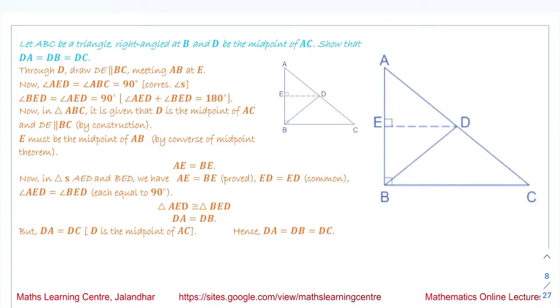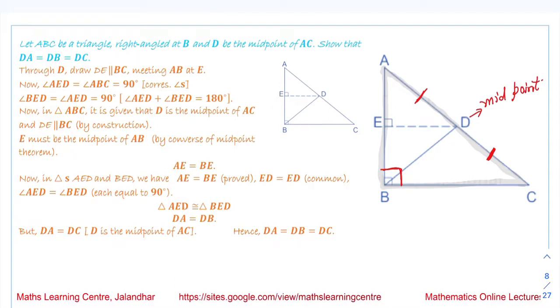Now in this next question, we are saying ABC is a right angle triangle. This is given to us: triangle ABC is a right angle triangle. It means this angle is 90 degrees, and D is the midpoint of BC. So we are saying AD and DC, these two lengths, are equal. We have to show that DA, DB and DC, these three, are equal.